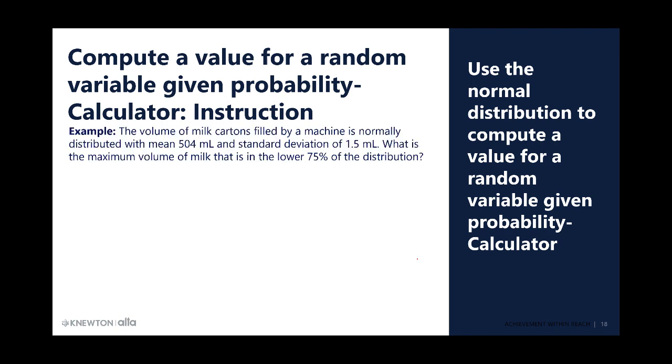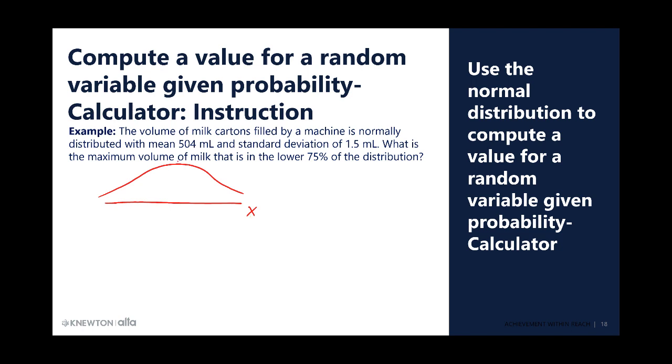Okay, here we go. The volume of milk cartons filled by a machine is normally distributed with a mean of 504 milliliters and a standard deviation of 1.5 milliliters. What is the maximum volume of milk that is in the lower 75% of the distribution? Okay. So maybe I should draw a picture before we jump to the calculator. What they're saying is this. We've got a normal distribution. Okay, it's not the standard normal, but it's a normal distribution. So let's talk about x's.